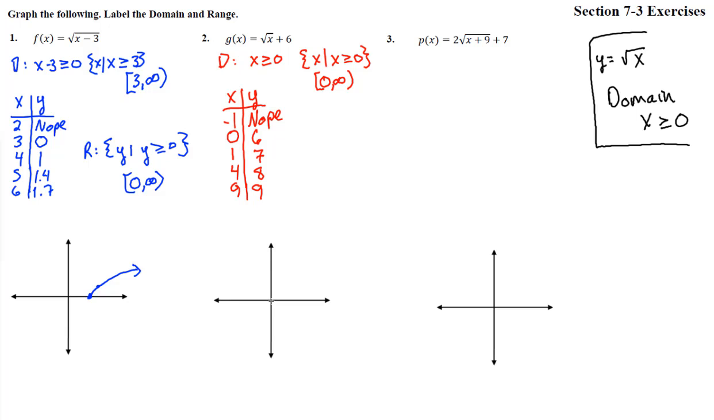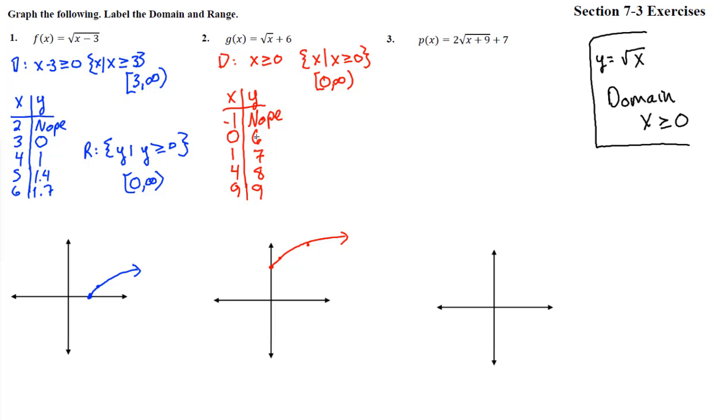If we stick in 0, we get 6. And notice there's nothing over here. If we stick in -1 or -2, square root of -1 is not a real number. It's not on the graph anywhere, so it's not in the domain. So we stick that in, 0, 6, 1, 7, 4, 8, and yeah, it'll have the exact same shape like this.